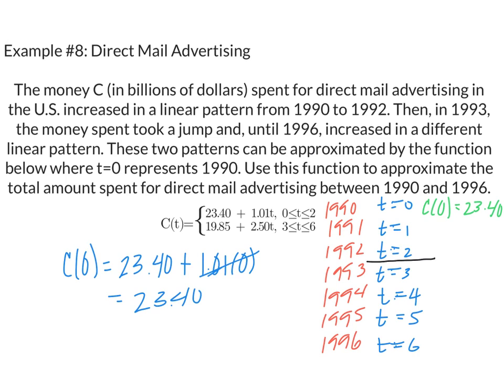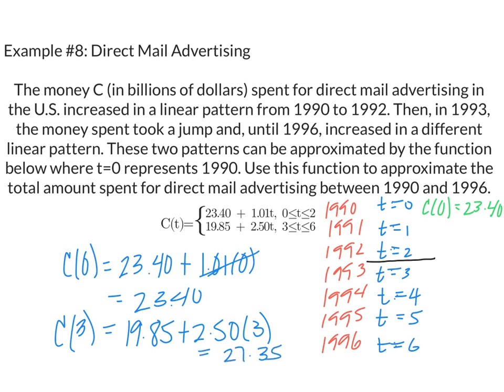If I wanted to do the same thing for the lower half, let me do 3. So c of 3, that'd be 1985 plus 2.50 times 3. If we multiplied and then added, we would get 2735. So over here, we would say c of 3 equals 2735.